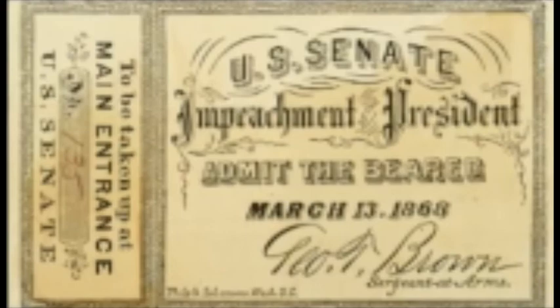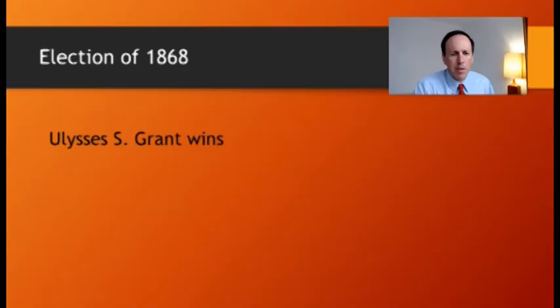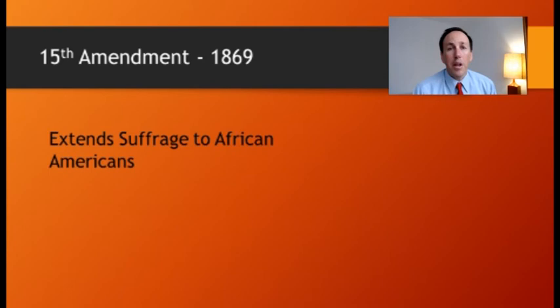Within a year, Andrew Johnson would be impeached by the Senate for high crimes and misdemeanors. His presidency would survive by a single vote. Soon after this, Ulysses S. Grant, famous general in the Civil War, will become the president. Now here's our 15th Amendment. This extends suffrage to African Americans. What does suffrage mean? Excellent. Right, the right to vote. Perfect, okay?